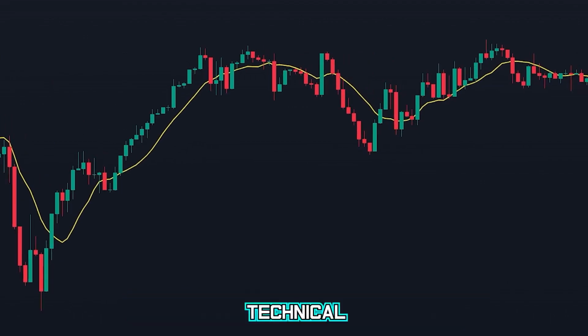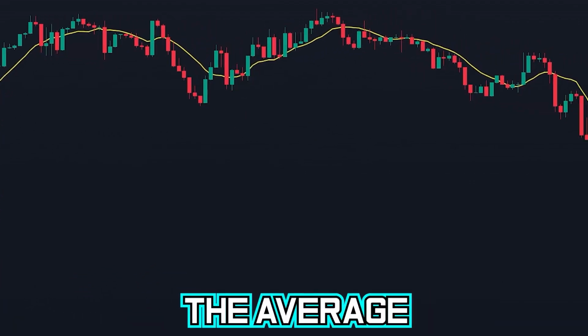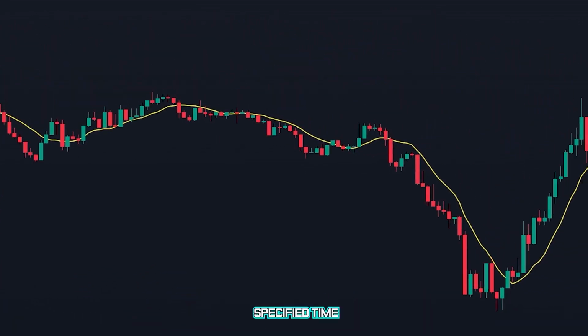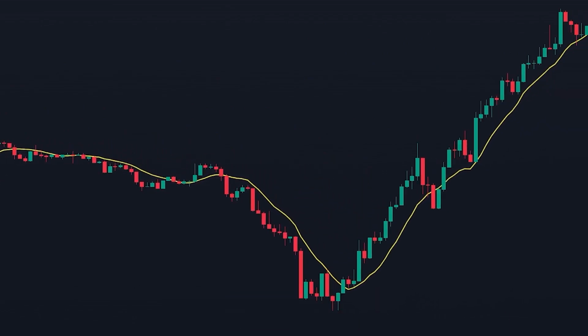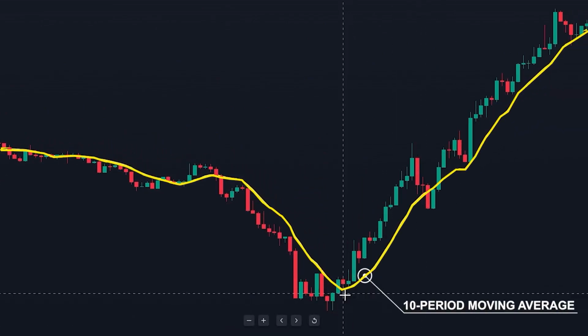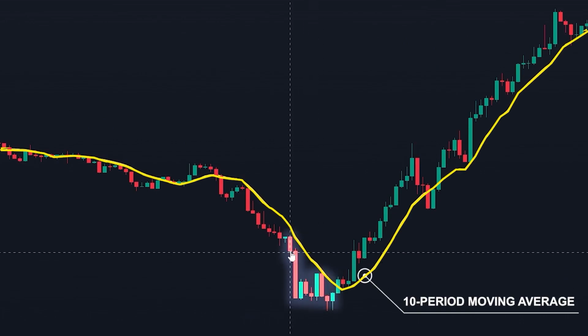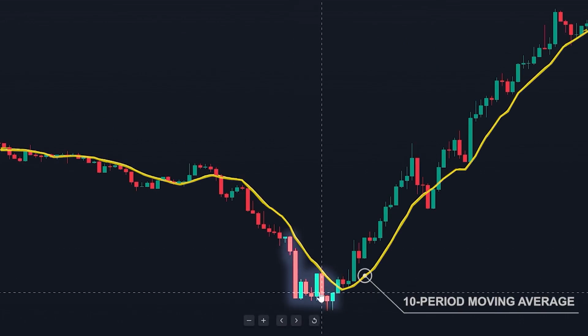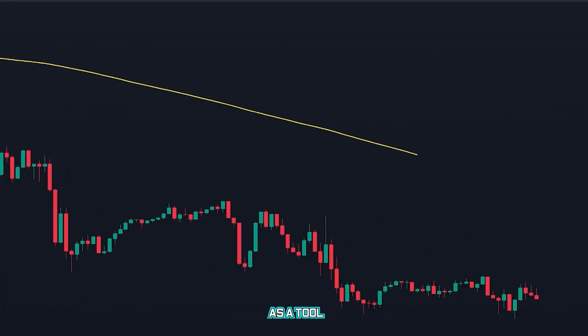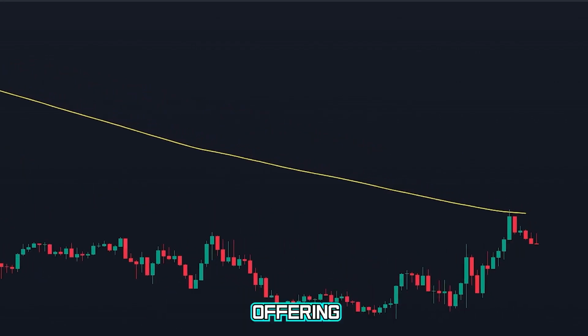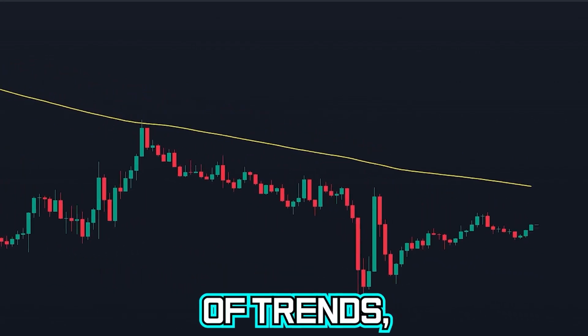It's a straightforward technical indicator that computes the average closing price of an asset over a specified time period. For instance, a 10-period moving average calculates the average closing price of the last 10 candles. The moving average serves as a tool to reduce market noise, offering a clear portrayal of trends.